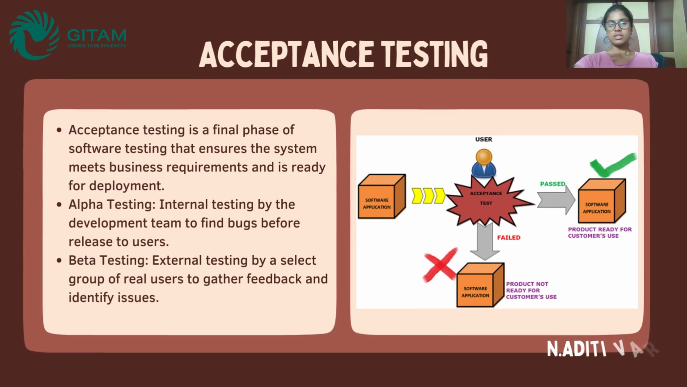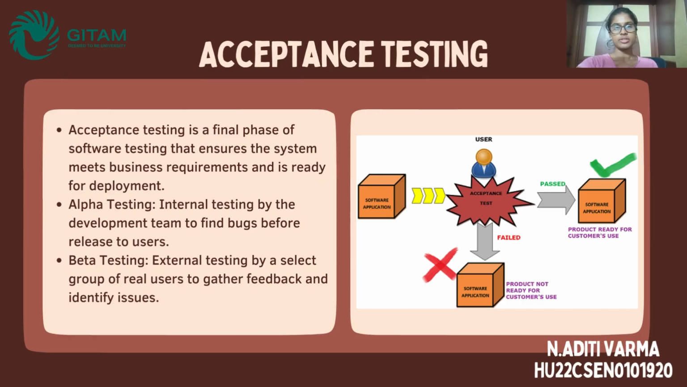Acceptance testing. It is the final phase of software testing that ensures that the system meets business requirements and is ready for deployment. There are two types: alpha testing and beta testing. Alpha testing is conducted internally by the development team to detect bugs before releasing to the users. Beta testing is performed by a selected group of real users to gather feedback and identify the issues.